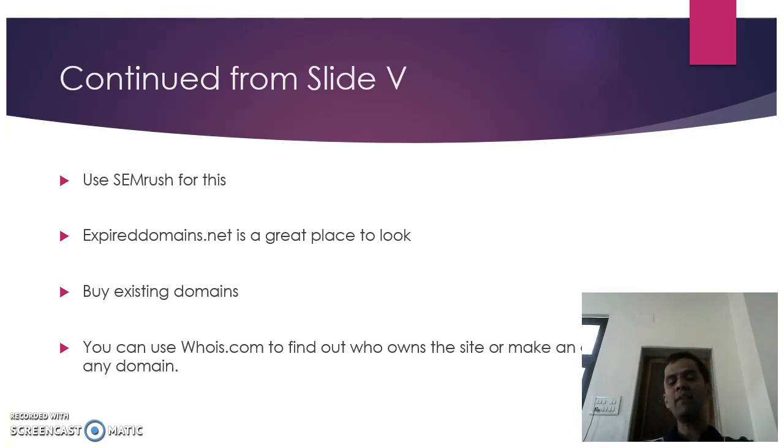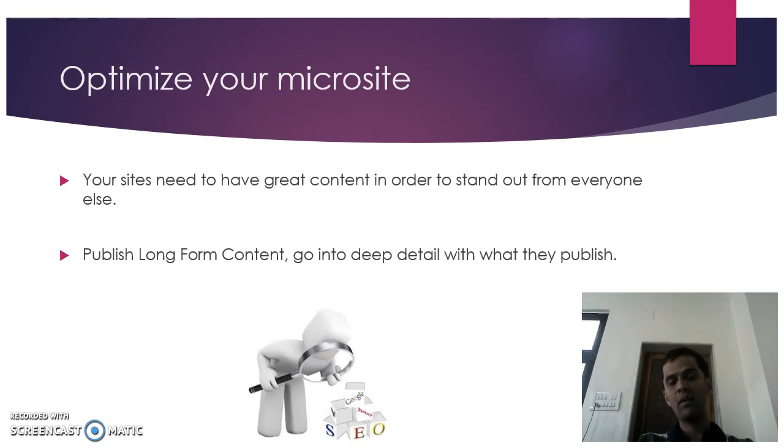There's one more fantastic URL called expireddomains.net, which is a great place to look. Either way, if you're looking to buy existing domains, you can visit Whois to find out who owns the site and make an offer for that particular domain. Now, you have to optimize your microsite.